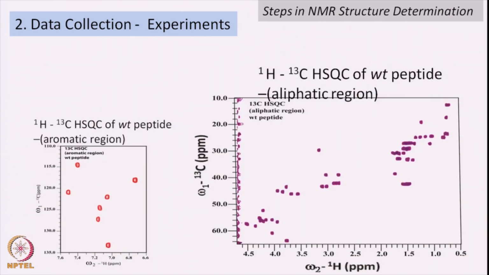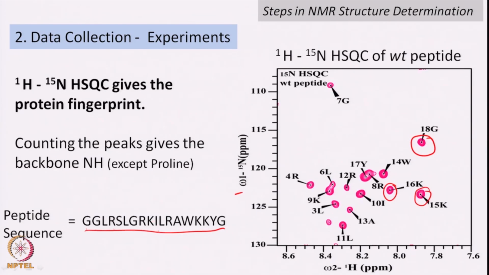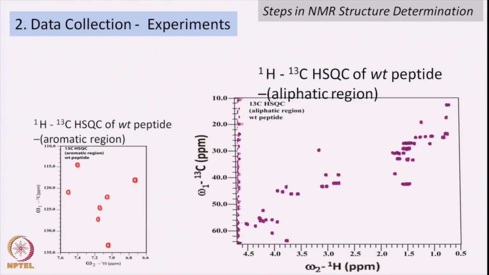Similarly, I can do the data collection for 13C HSQC. So, if I do it for the same peptide, that 18 amino acid peptide that I showed you, this is the region from the aromatic. A few of the amino acids have an aromatic ring, like tryptophan has an aromatic ring, and here your tyrosine has an aromatic ring, right. So, these two will give peaks in the aromatic region.